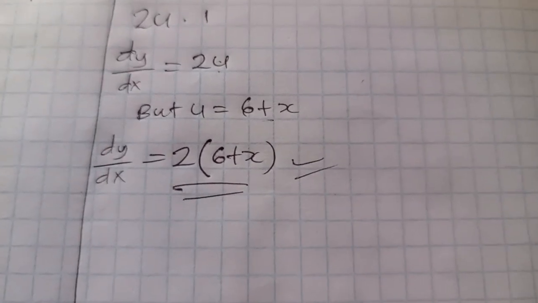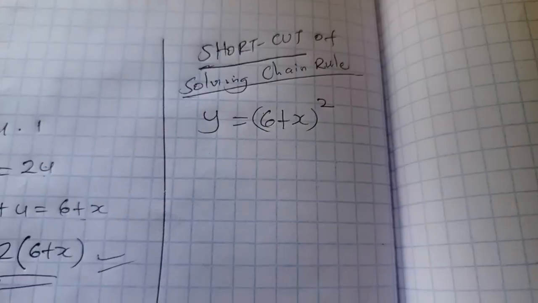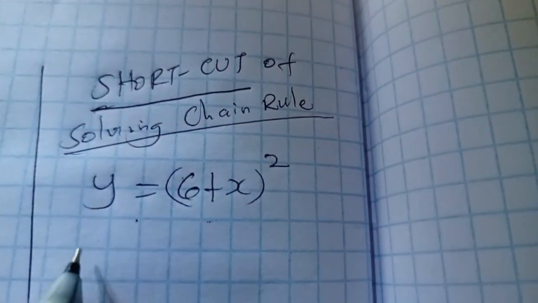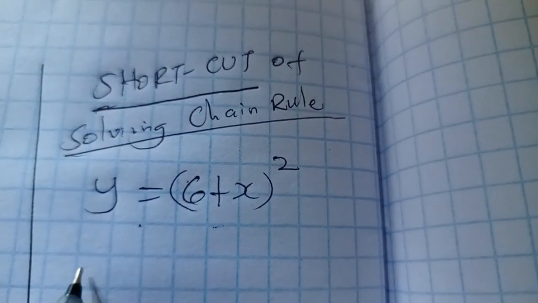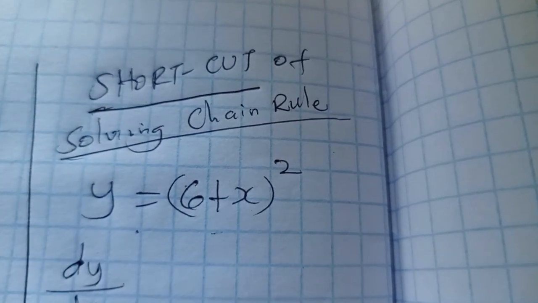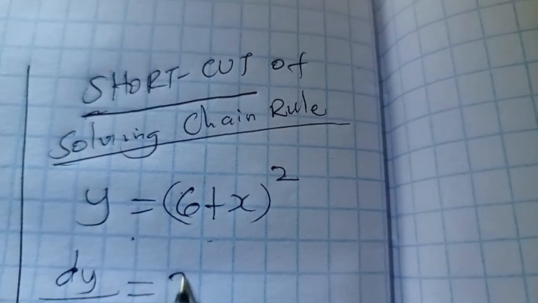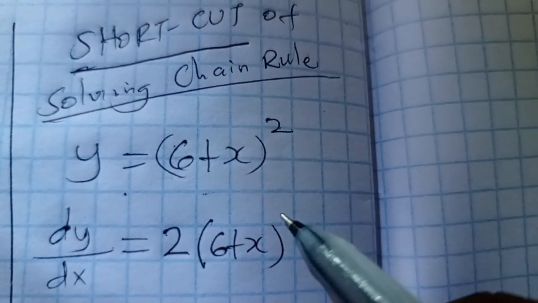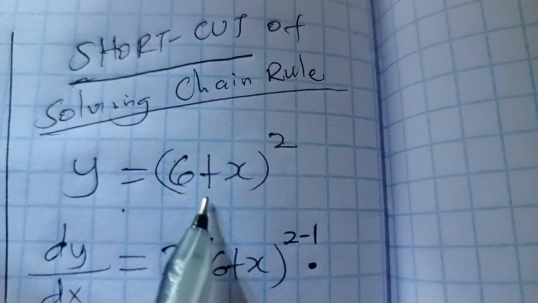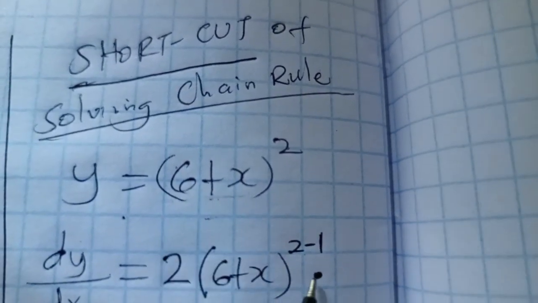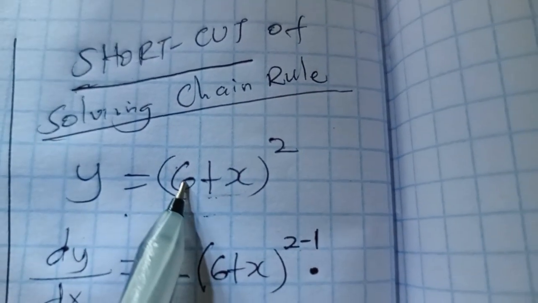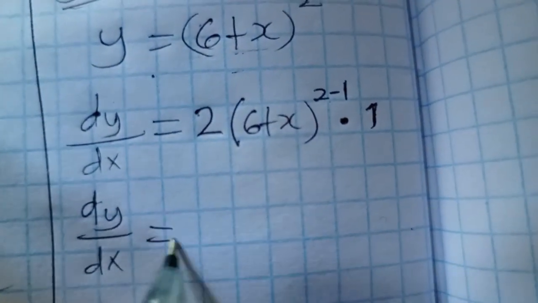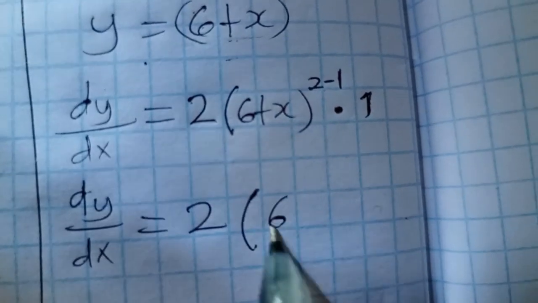Is there a shortcut for solving the chain rule? Yes, let me show you the shortcut. Okay, the shortcut is here. This was our question. Now to find the dy dx, or the derivative, using the shortcut method, you say dy dx equals this power here, you put it as the coefficient, then multiply whatever is here, that is 6 plus x, and reduce the power by 1, 2 minus 1. Then multiply by the derivative of whatever is in this bracket. When you differentiate 6, you get 0. When you differentiate x, you get 1. So our dy dx will be 2 into bracket 6 plus x.